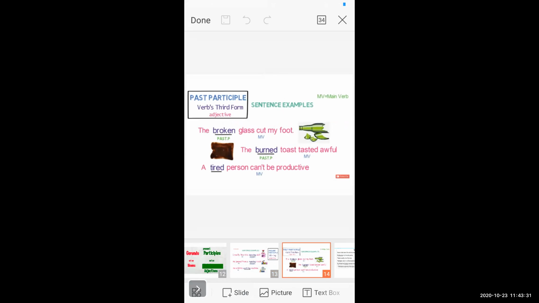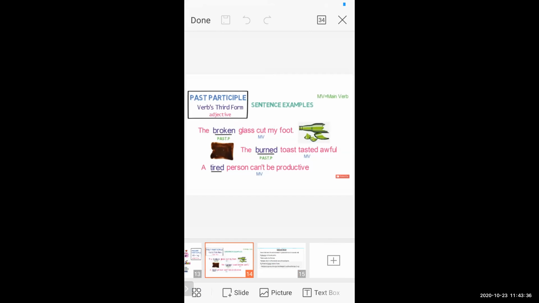Now what is the participle? Past participle, that means which has already happened. Everyone knows this concept: present, past and future. So in a past participle, which form do we need? We need the verb third form, where you can find -e and -ed, which shows what has already happened. But how does it act? It also acts like an adjective. You can see in this sentence, students: the broken glass cut my foot.